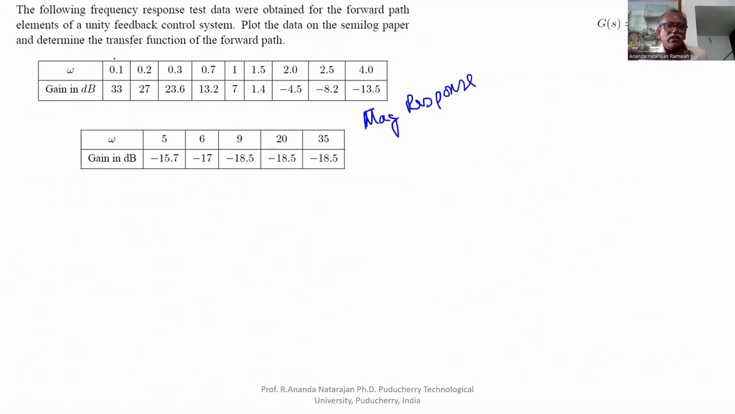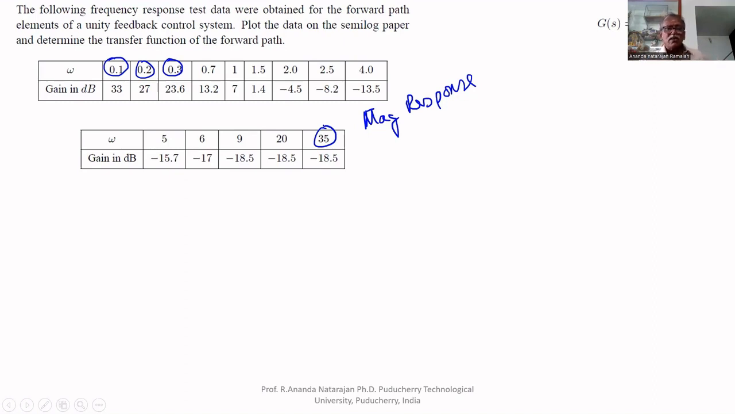The table is given. Frequency omega equal to 0.1, 0.2, 0.3, etc., up to 35 is taken. For that, the magnitude in dB is given. The following frequency response test data were obtained for the forward path elements of a unity feedback control system. Plot the data on a semi-log paper and determine the transfer function of the forward path.